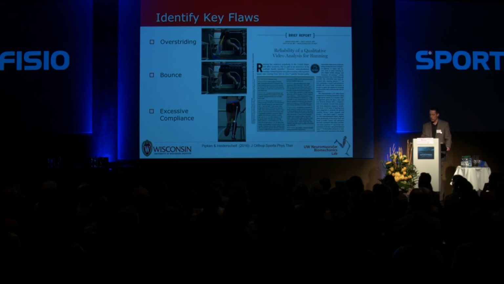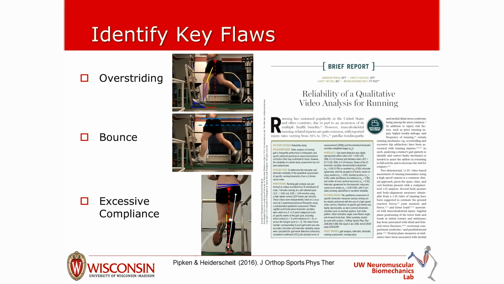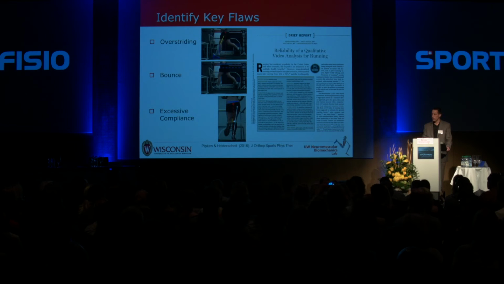So we recently published this paper a few months ago in the Journal of Orthopedic and Sports Physical Therapy that we described a standardized video analysis for running. So what are some key factors one can look for in their patients that would help define somebody who overstrides, who bounces, and who shows excessive compliance? And so in the appendix of this paper is a full review of all of the different measurements that we used, how we measure it, and how you can easily obtain the same images from a video camera.